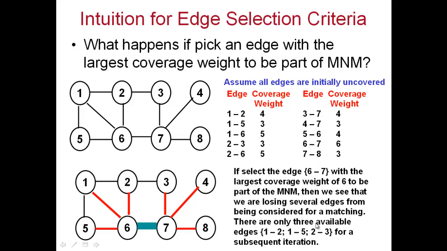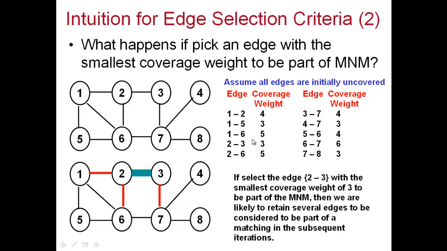On the other hand, let us consider picking an edge with the smallest coverage weight. The smallest among the numbers is 3, and we have a tie. We can break the tie in any order, it doesn't really matter. So let us say I pick the edge with the smallest coverage weight, which is 2, 3, and break the tie in favor of 2, 3. When I pick 2, 3, its coverage weight is 3.